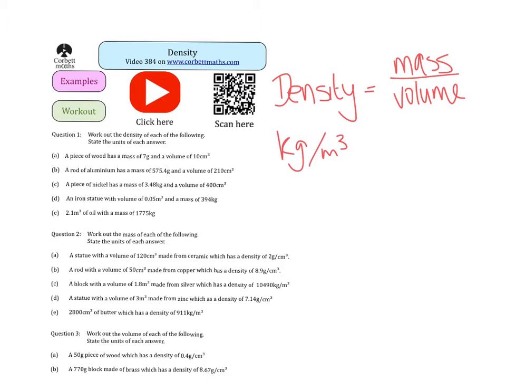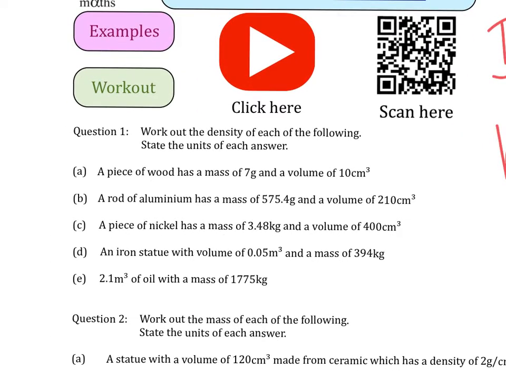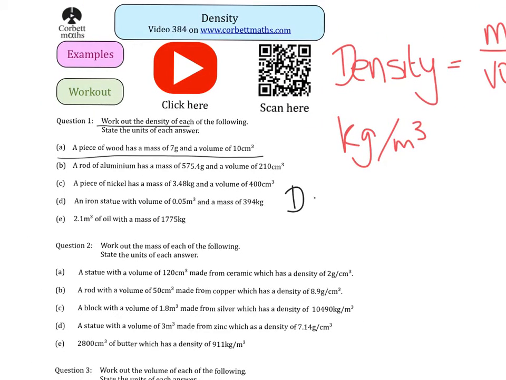So this is your worksheet for today. I'm going to do 3 questions. I'm going to do one from question 1, one from question 2, and one from question 3. So the first one, a piece of wood has a mass of 7 grams and a volume of 10 centimeters cubed, and I want to work out the density. Okay, so I know that density equals mass over volume.